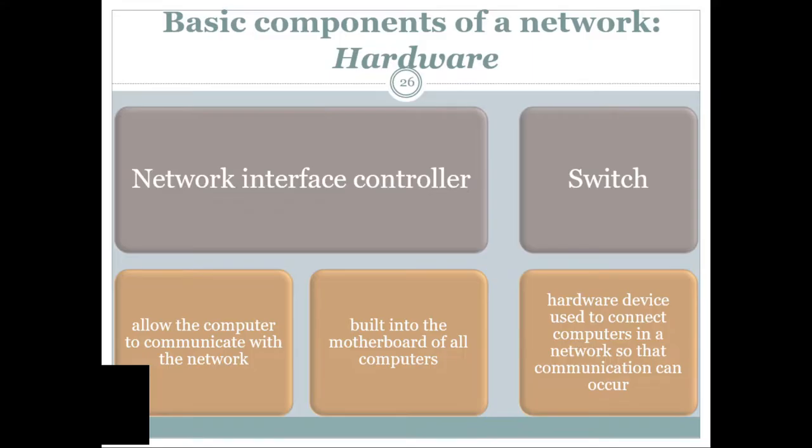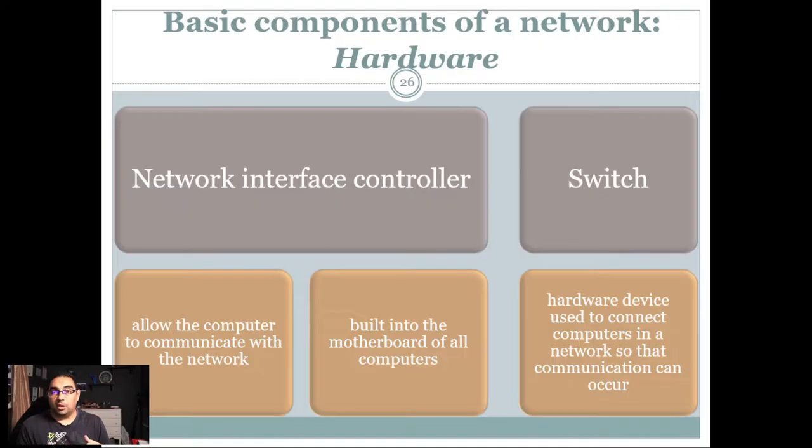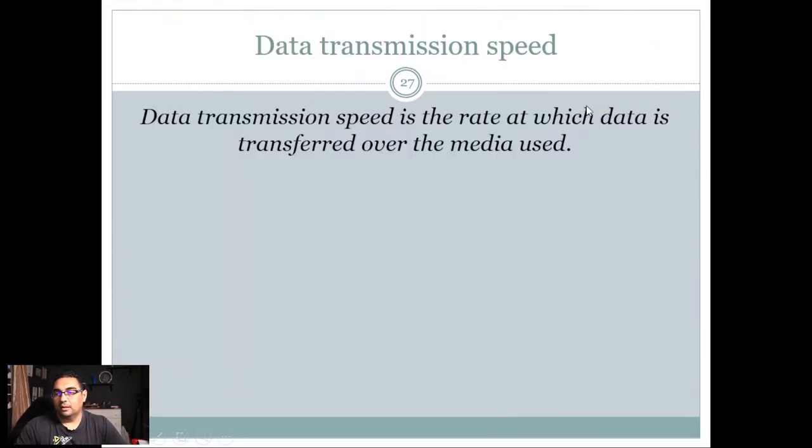Your network interface controller, that's your network card. That device is there to allow the PC to connect to the network. So you've got your physical network cable that gets plugged into the actual network card, and that is how it's able then to communicate. Please know the difference between that and a switch. A switch is a hardware device that, as it says, connects computers in a network, so that they can communicate. Now, you might have two or three computer labs, or your entire school might have a network, and the switch allows one area to connect to another one so that communication can occur.